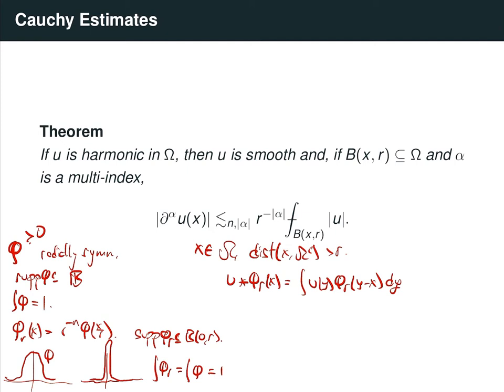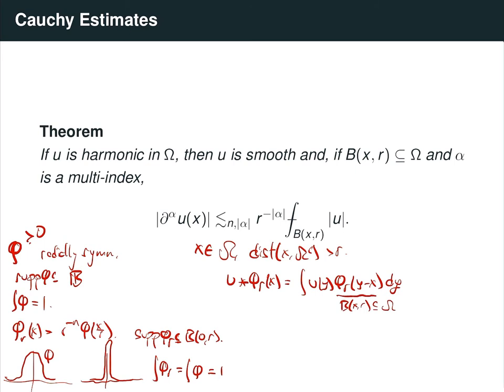Why does this integral make sense? Because u is only defined in the domain omega, so potentially this could be integrating over places where u is undefined. But notice that we picked a point x so that its distance from the complement of omega is bigger than r, and this function phi_r of y minus x is essentially the function phi_r translated, so now it's centered on x. So its support is going to be contained inside the ball centered at x of radius r, which by assumption is contained inside omega. So this integral makes sense.